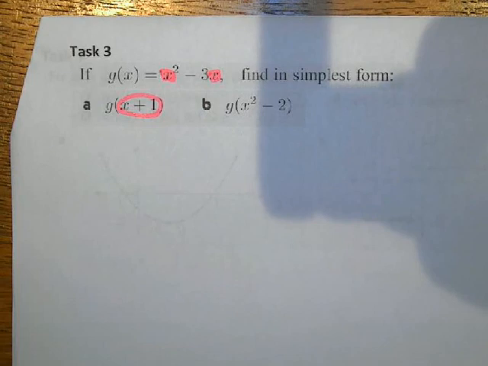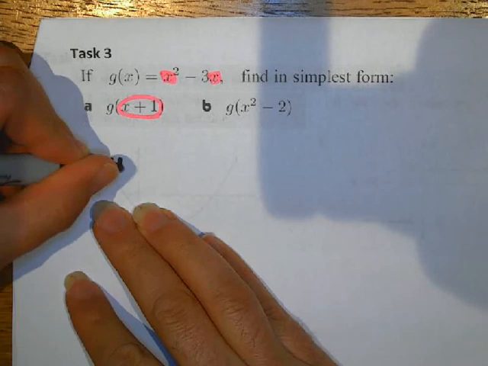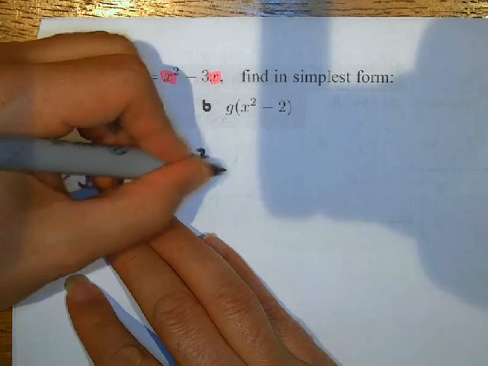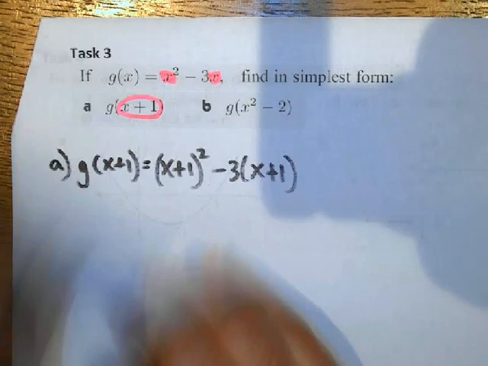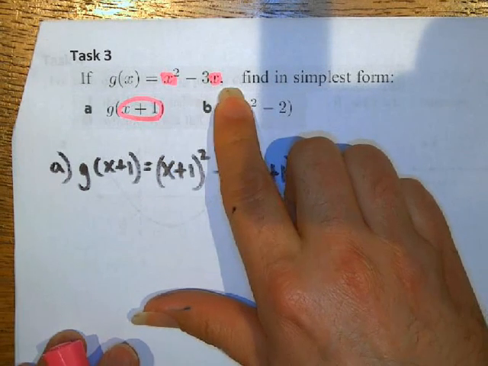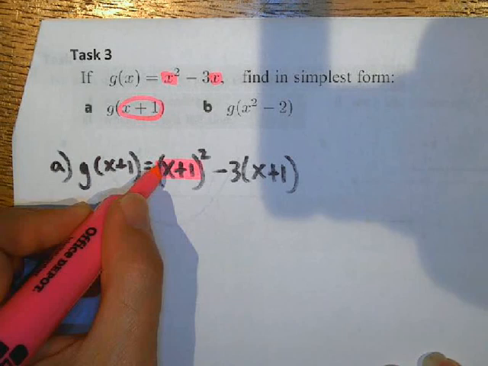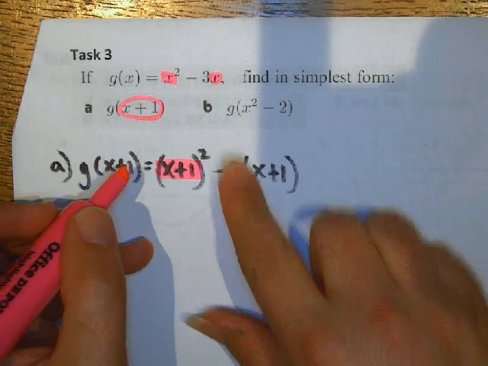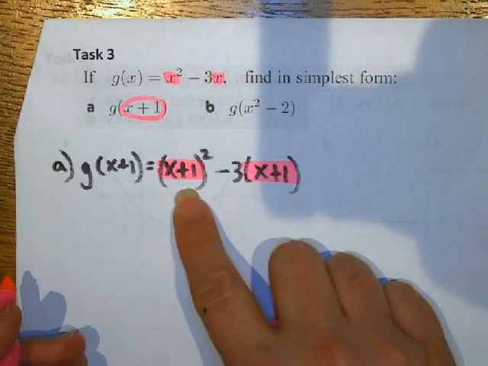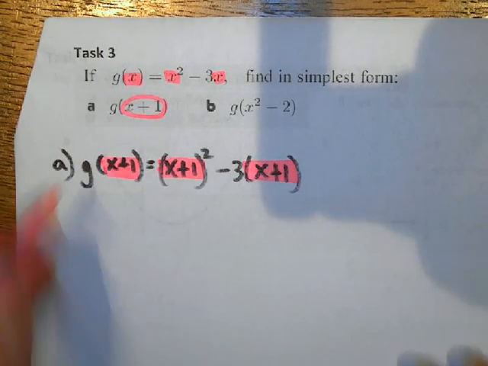So for a, I can say g of x plus 1 is equal to x plus 1 squared minus 3 times x plus 1. So instead of writing the pink x, I'm going to replace it with x plus 1. So this pink thing squared minus 3 times the pink thing. That's probably a good way to think about it.